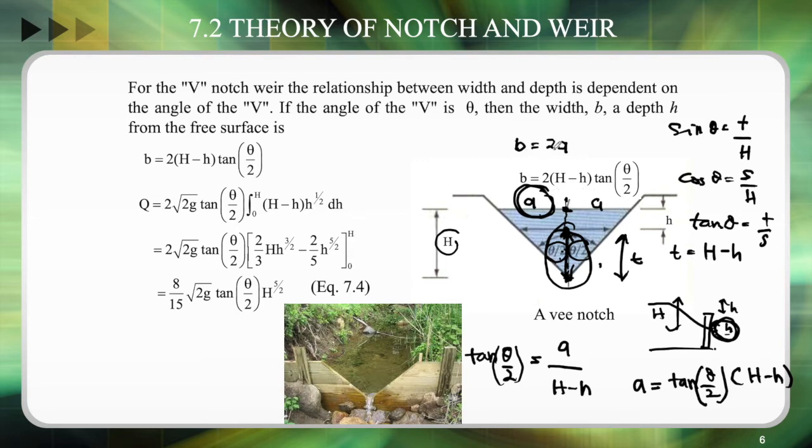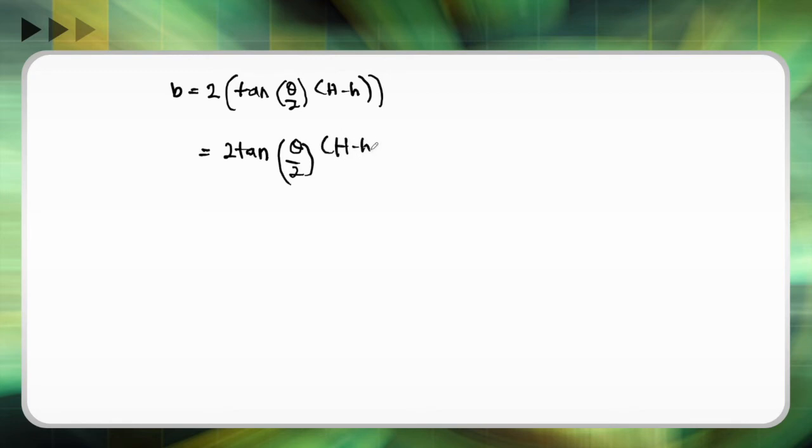Okay, so b is equal to 2a. So we have 2 multiplied with 2 tan theta over 2, h minus h. So therefore we get that b is actually 2 tan theta over 2, h minus h. So we already get the b value, the b equation.